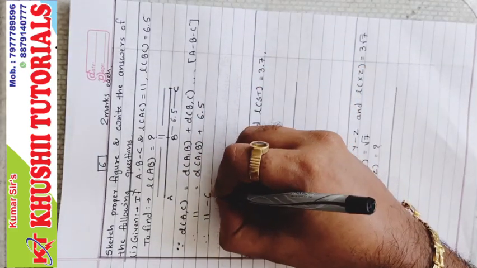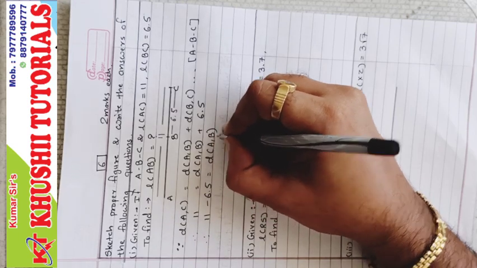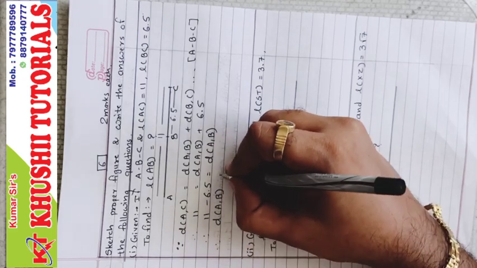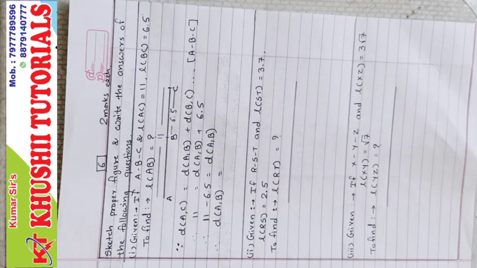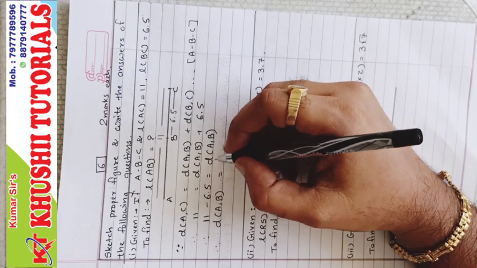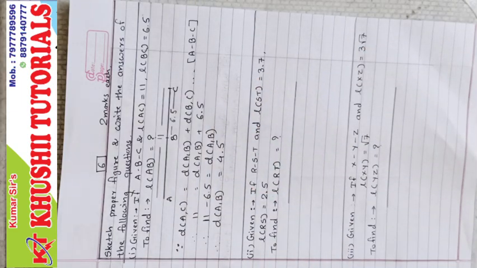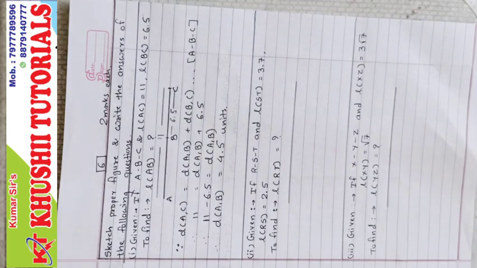11 minus 6.5 equals distance of A comma B. Distance of A comma B equals 11 minus 6.5. 11 minus 6.5 is 4.5. So distance of AB is 4.5 units, and this is the answer of the first sum.